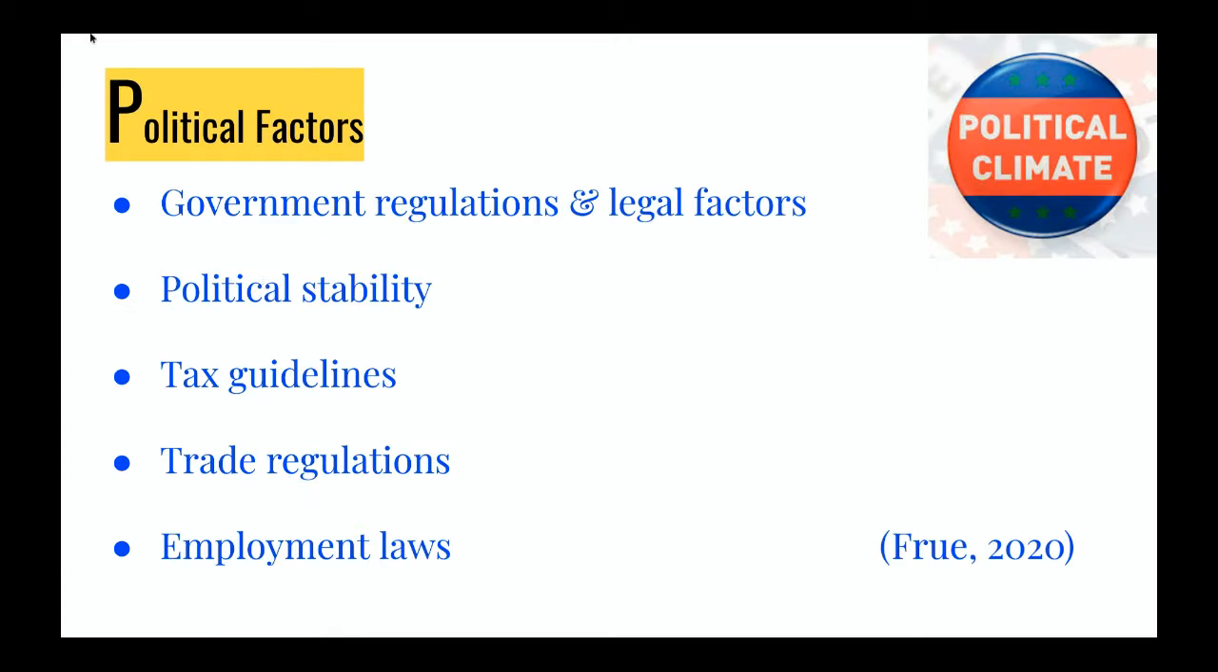So, the political factors are the government regulations, legal factors that are associated with the business environment. This could be tax guidelines, trade regulations, or employment laws, and any obstacle or opportunities in the political terrain that might create uncertainty in the tenure. For instance, the tenure of the school superintendent, or it could be disagreement with unions and bargaining agreements.